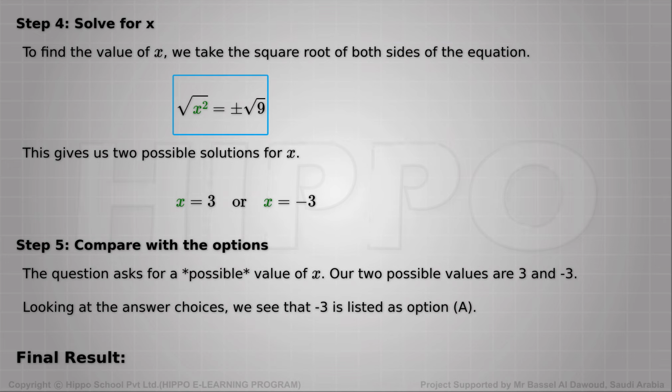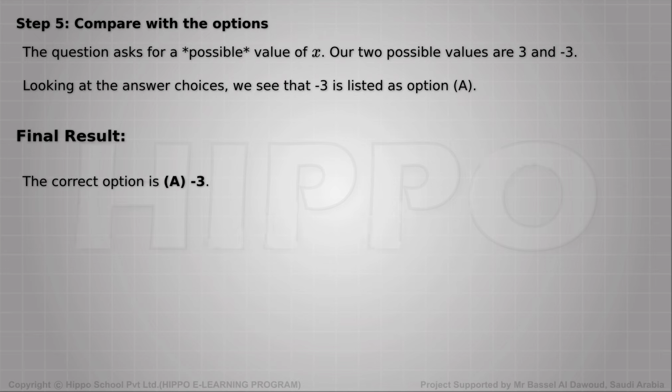When you take the square root to solve an equation like this, you must account for both the positive and negative roots. The square root of 9 is 3. Therefore, x can be either positive 3 or negative 3. So we've found two possible values for x: 3 and minus 3. The question asks for a possible value.